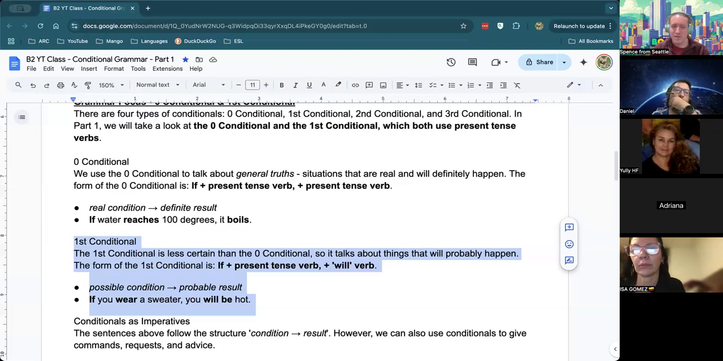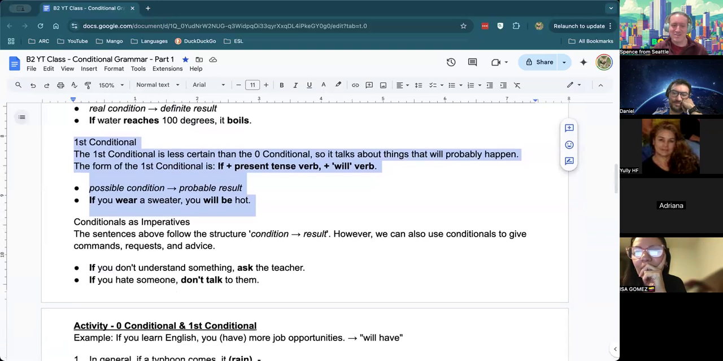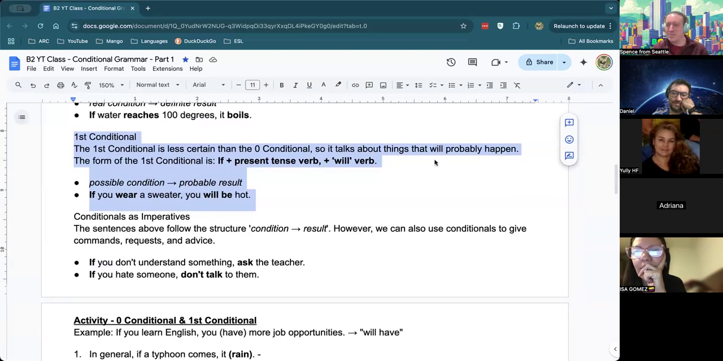usually we use the first conditional to express the most likely outcome of a situation. If you study with Spence, you will learn lots of English. Very likely scenario, but not guaranteed. Okay. And then we will do, let's see, Stephanie.